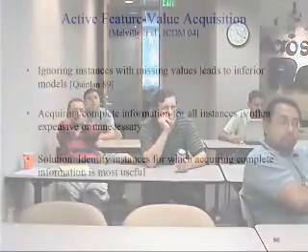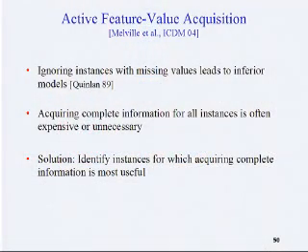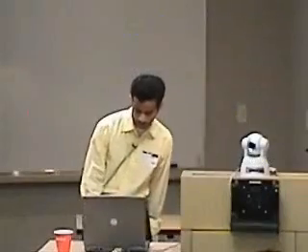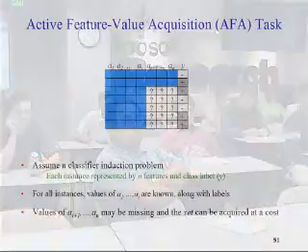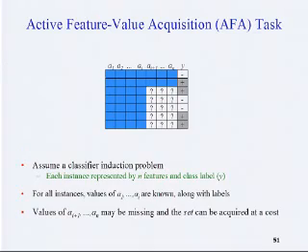And the task is then to predict whether a customer would make a purchase during a session. And basically we use this to determine when to offer promotions to a customer. So in general, ignoring instances that have missing data would often lead to inferior models. Whereas the alternative of acquiring complete information for all the instances is often prohibitively expensive, or in some cases just unnecessary. So therefore, it's a very important task to be able to identify the instances for which acquiring complete information would be the most beneficial to the current model.